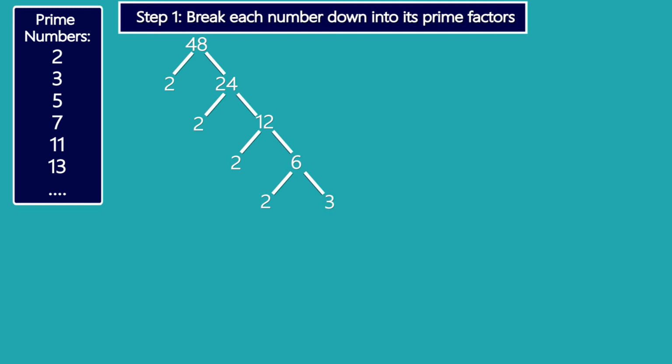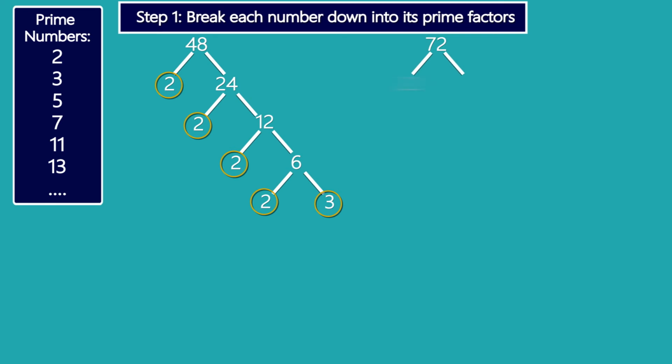I'm now going to go through and circle all the prime numbers. This is more helpful with this one than the previous one because there are more numbers that aren't prime factors. Also notice that the prime factors are the end of each branch. Now let's split 72 down.